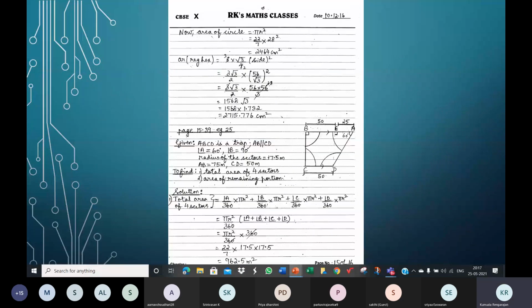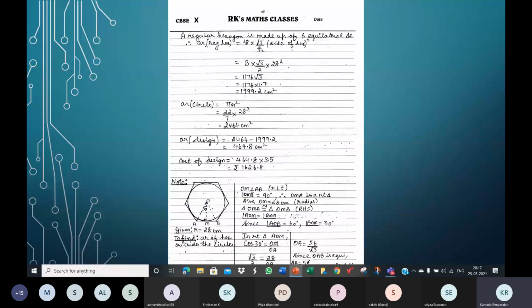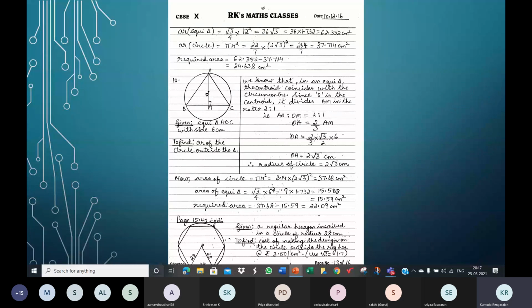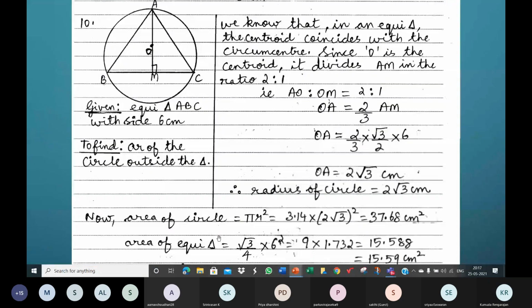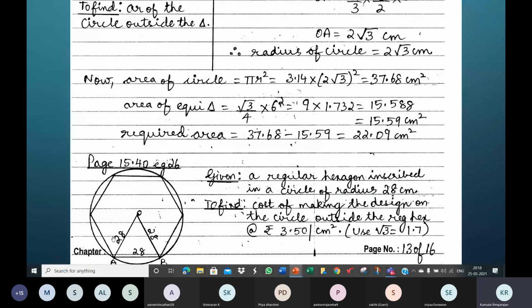The rest of it we have already discussed, this and this. Okay, so this is similar. This is a regular hexagon, and you can see a circle inscribed. Circle is inscribed in the regular hexagon, and here a circle circumscribes in this figure below. Here a circle circumscribes a regular hexagon.